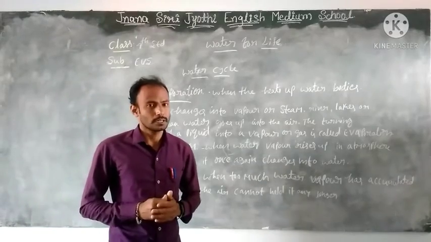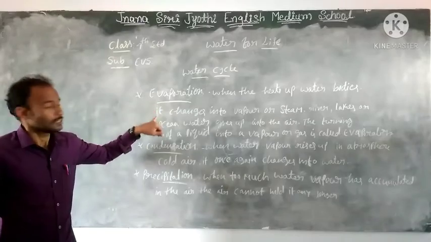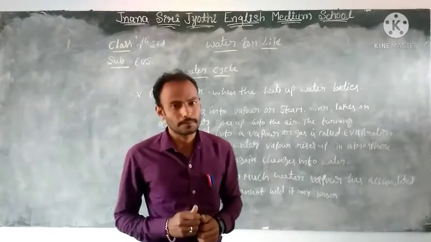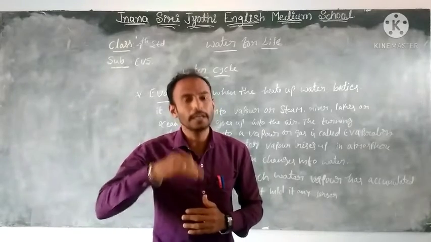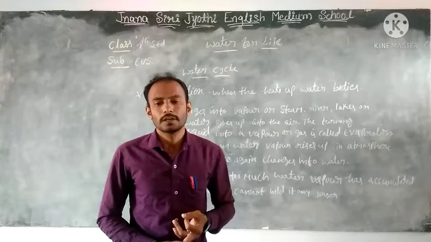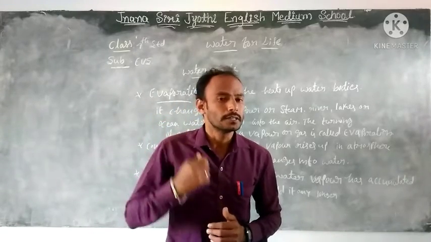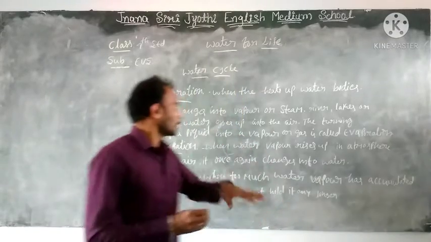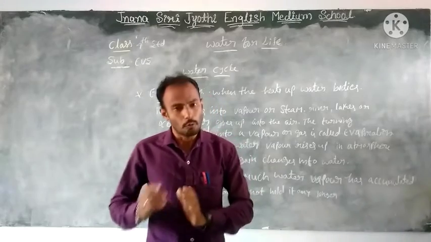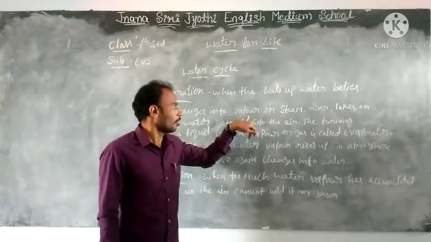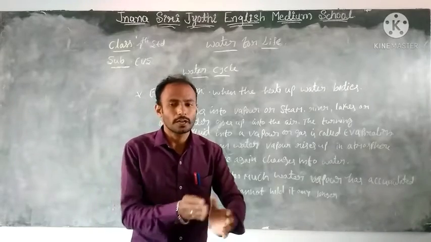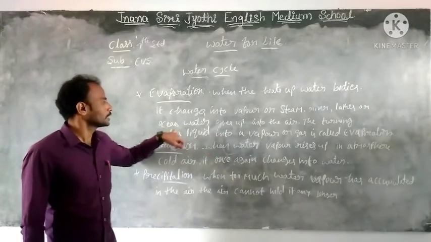In this water cycle process, we should see three types. First one is evaporation. Students, when the sun heats up water bodies, for example rivers, lakes and ponds, that water changes into vapor or steam. When the sun heats up the water bodies, the water evaporates, whether it is river, lake or ocean water.